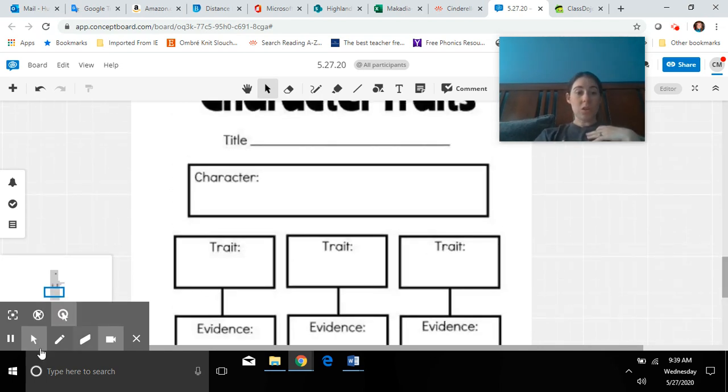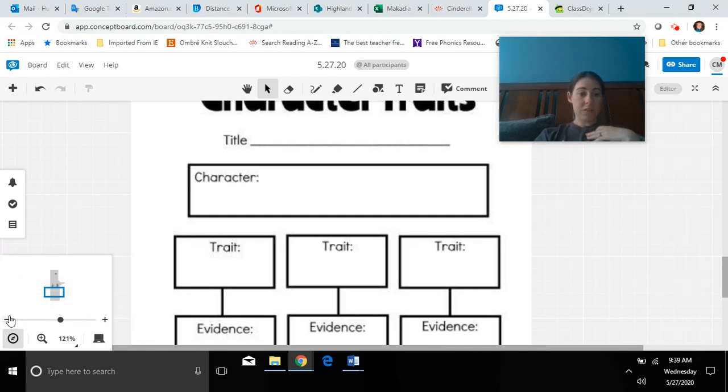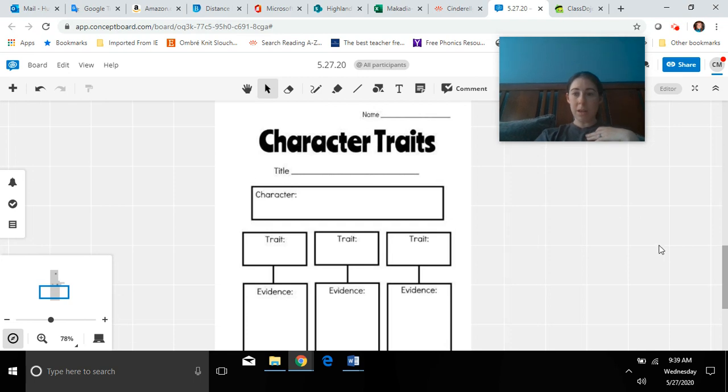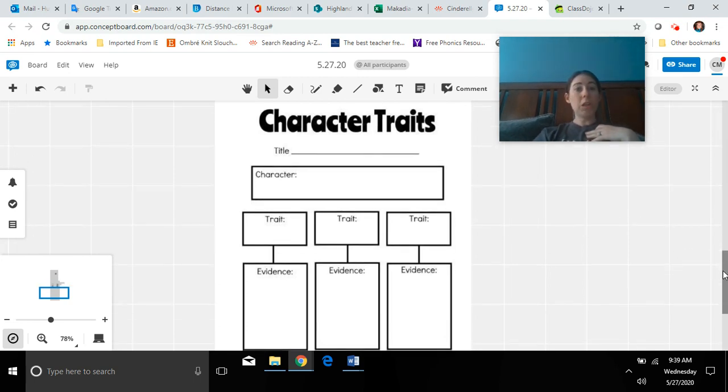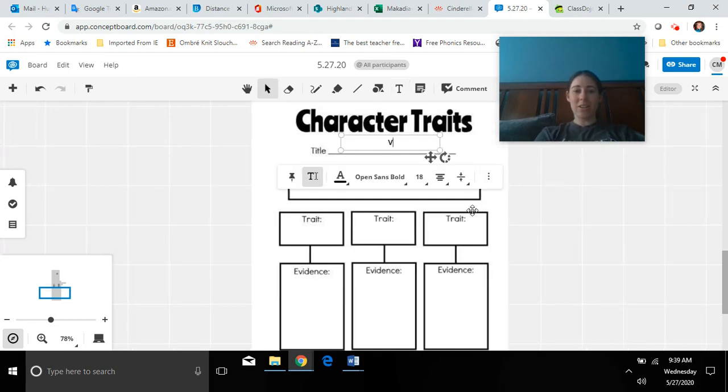Okay, so let's start by filling some of this out together. I'm going to make it a little bit smaller. You do not need to write this part at home. When we are all done, I'm going to give you a sentence starter so that you can write one sentence at home when we are all done. Okay? Good. All right, so our title of our story that we read yesterday was Cinderella. I'm going to write that here.